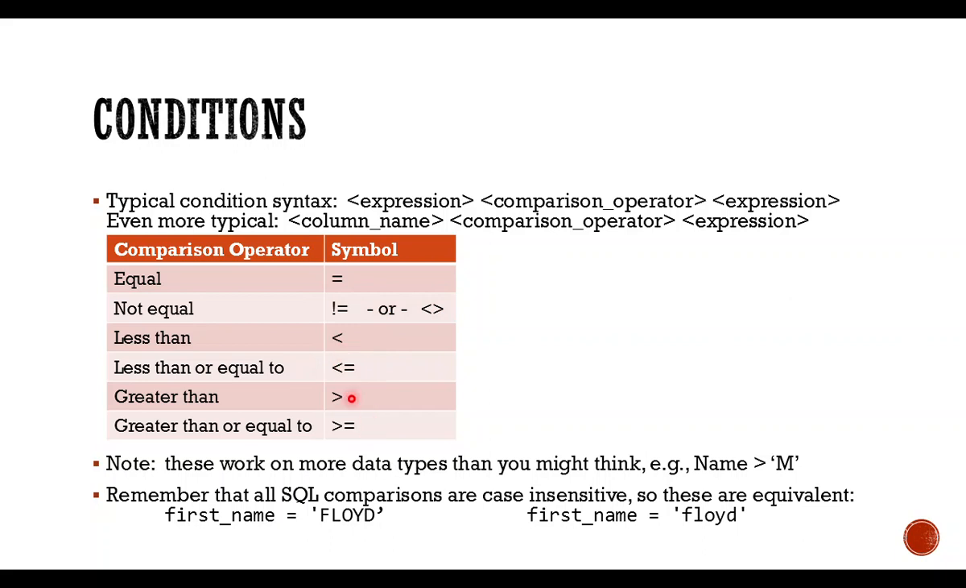Do note that these can work on data types that you might not originally think. For instance, you can use name greater than M, and that would come after M in your address book. So if you had somebody whose last name was just plain M, you're looking for people whose name is after that in your address book.